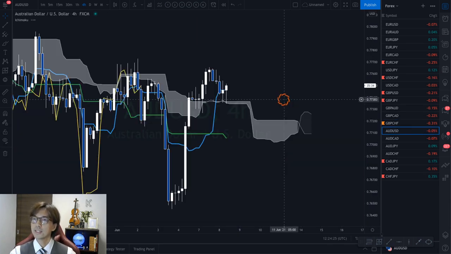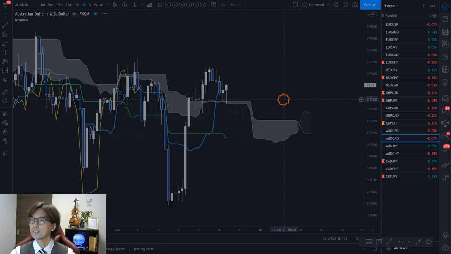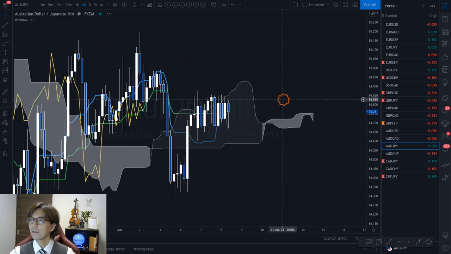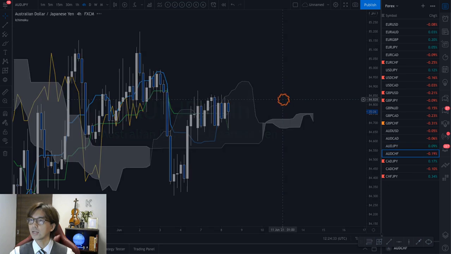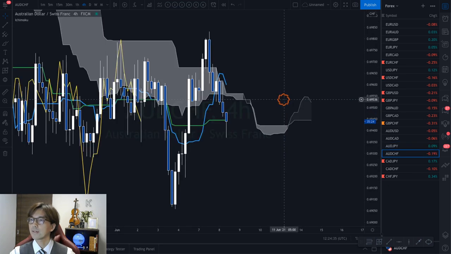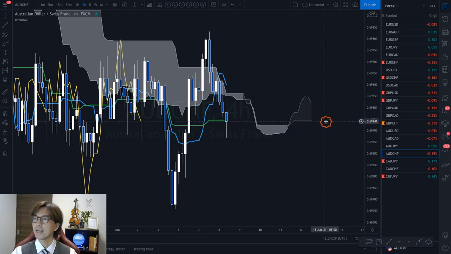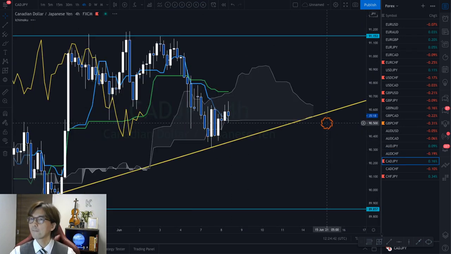And then AUDUSD is ranging. AUDCAD is also ranging, retracing. Yeah, this is in the Kumo now also. AUDCHF is also ranging, retracing heavily, and there is no trend. And CADJPY is in the Kumo now in the forward chart, so there is no trend.